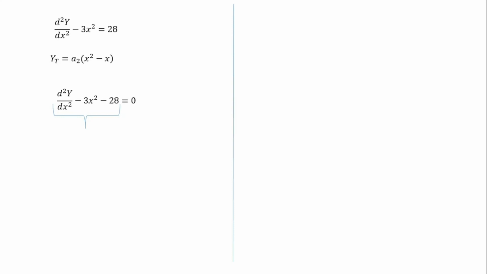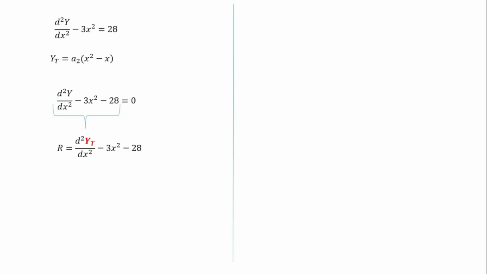If we equate it to 0, we have the whole of all this on the left hand side. So we can easily say that r is equal to d2y dx squared minus 3x squared minus 28. The only thing is that the y now, you have to replace it with your trial function. So the y becomes the function that you are trying to solve. And for this case, we know that our trial function yt is equal to a2 into x squared minus x.